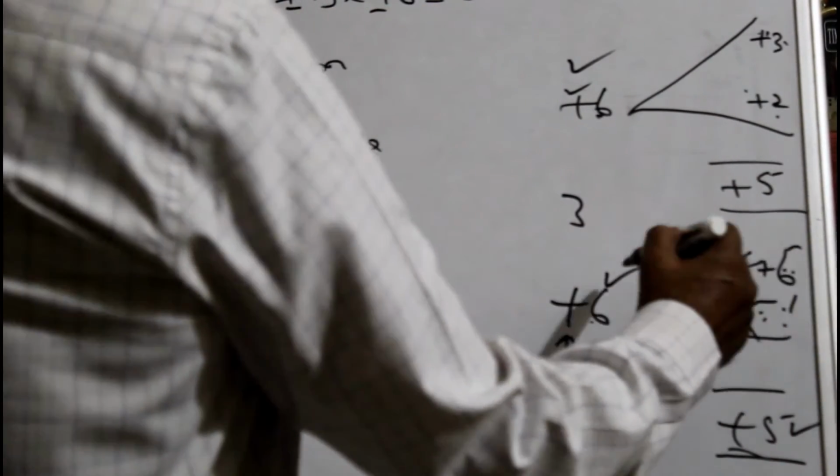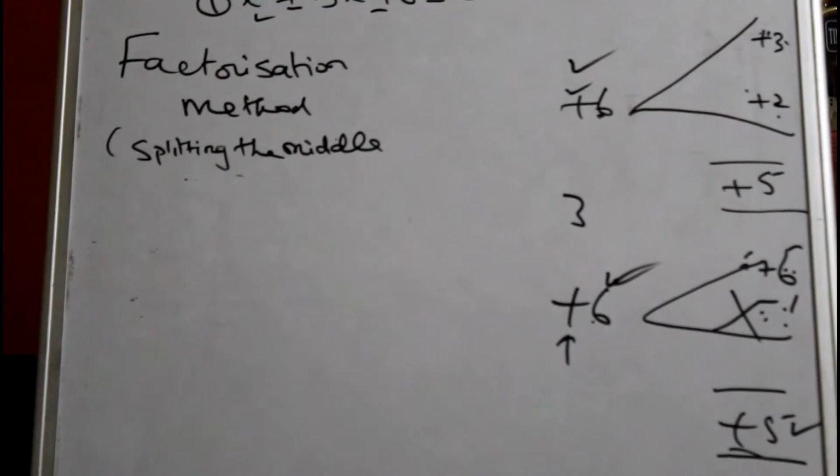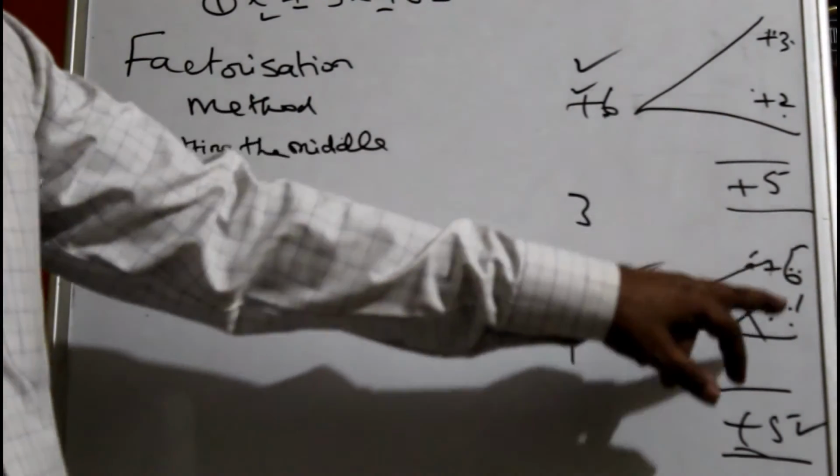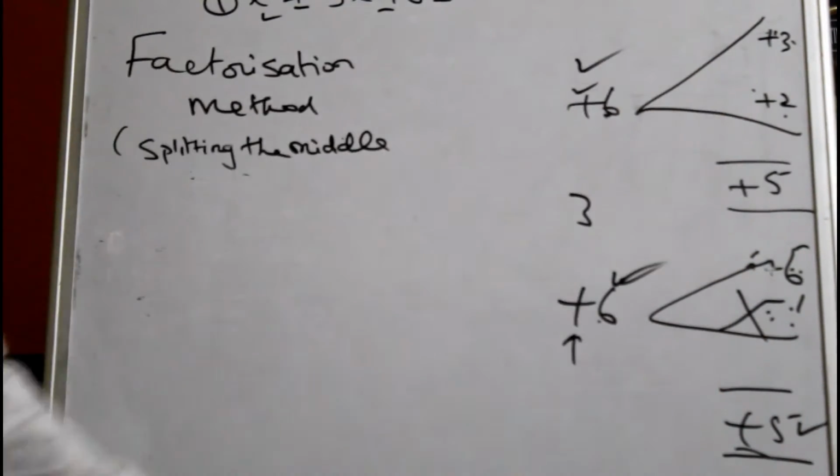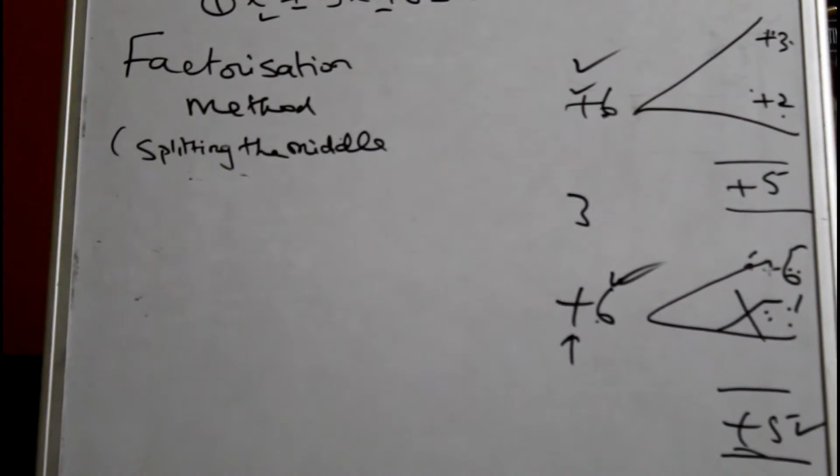6 into 1 is 6 is coming. That is also satisfied. But plus into minus is not coming, plus is coming. You must not put these factors or combinations. You must put this and proceed. Hope you got it. Now we will continue.